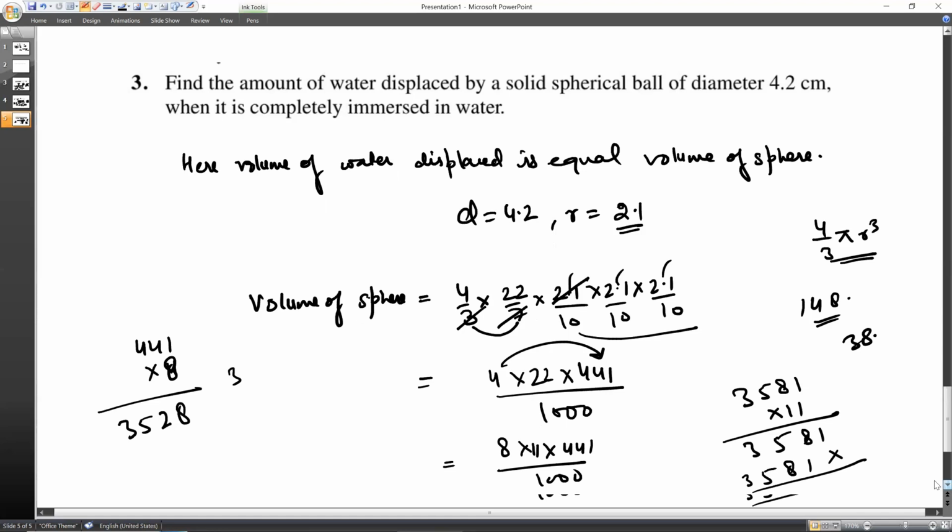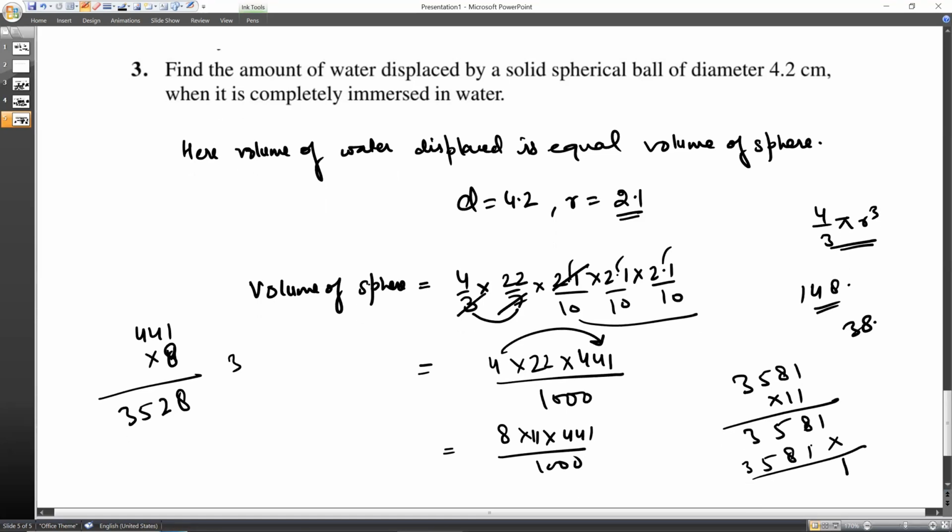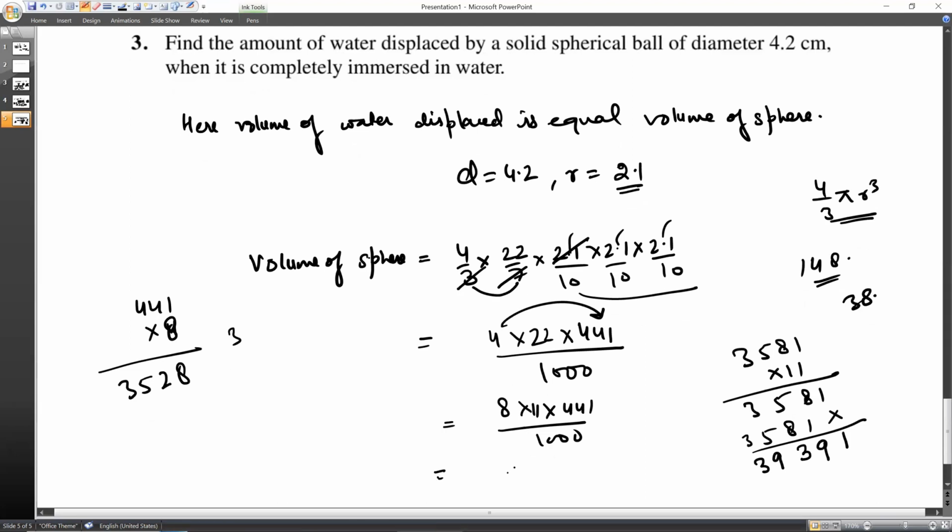Just multiply 3581 into 11. Then what you are going to get is 1, and here you are going to get 9. Here you are going to get 8 plus 5 is 13, 1 carry. Then 4, 9 and then 3. Then you have to place the decimal after 3 digits. You will get 39.391, because you have to place the decimal after 3 digits. Okay, got it? Are you getting this one? Yes, sir.